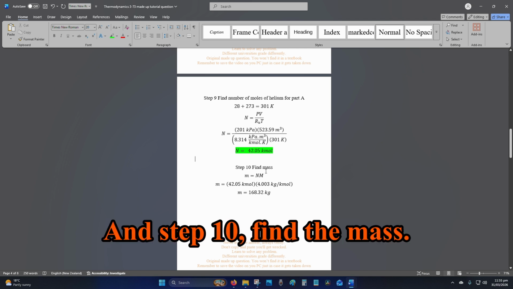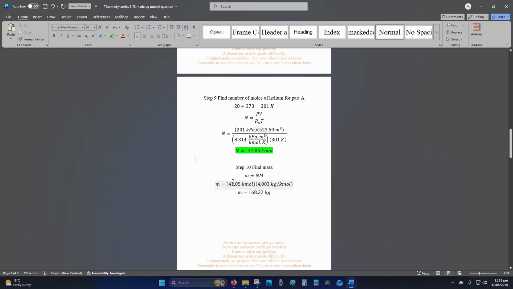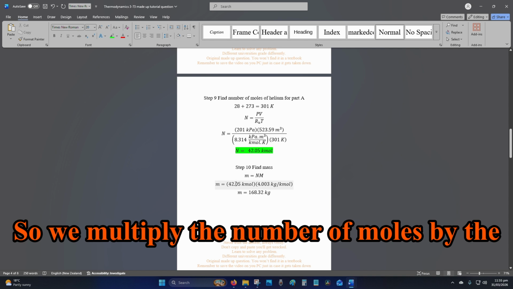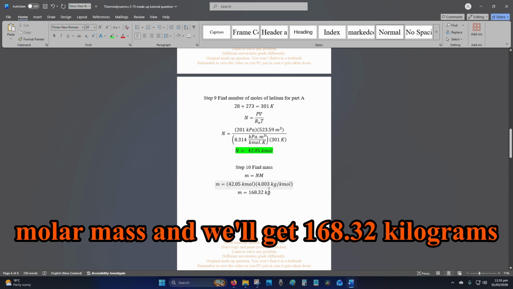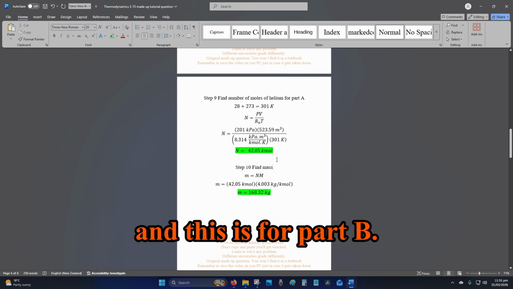And step 10, find the mass. So we multiply the number of moles by the molar mass, and we'll get 168.32 kilograms. And this is for part B.